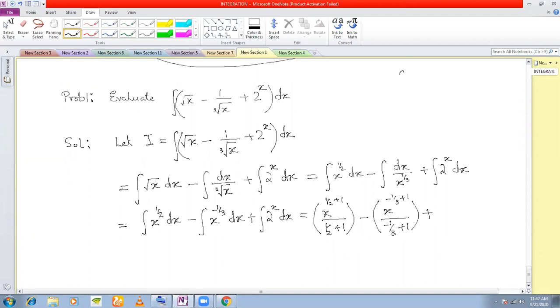You know the integration of a to the power of x. This is of the form a to the power of x. What is the integration of a to the power of x? It is a to the power of x by natural log of a. So you write this as 2 to the power of x by log 2 to the base e, or ln 2, plus constant of integration, where c is a constant of integration.